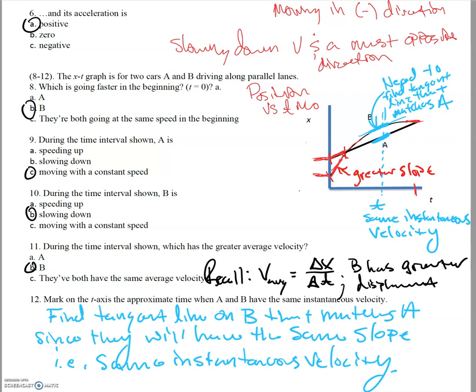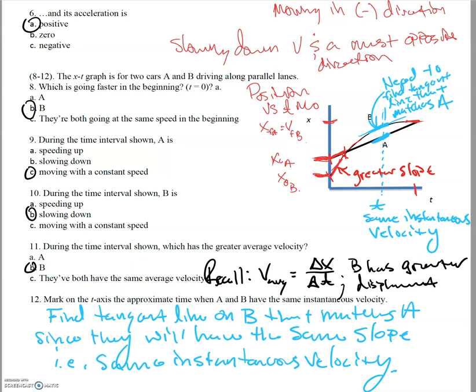So for 11, during the time interval shown, which has the greater average velocity? Well, average velocity, again, is change in position over change in time. They both have the same change in time, since they're both going and stopping at the same t point. So we just need to figure out which one's traveling the furthest. Well, the initial position of B is right here, so that's x naught B, and then A is up here, x naught A, and then they're both ending at the same spot. So xFA is equal to xFB. So B has the greater change in position. So it must have the greater average velocity.